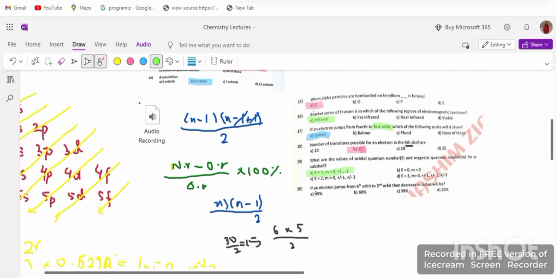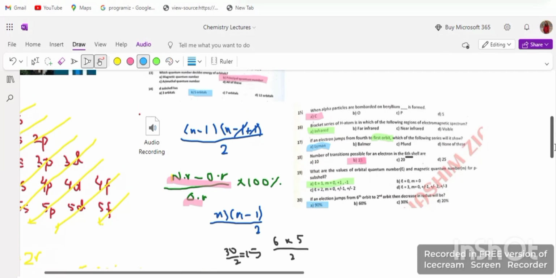The last MCQ of the Nust past paper guidebook: if an electron jumps from 6th orbit to the 2nd orbit, then what is the decrease in the radius? Of course, this same formula here we're gonna use, right? New radius minus original radius upon original radius into 100%. So now this is your task to do. I'm telling you the answer here, which is basically 90%. The same formula will be used here.